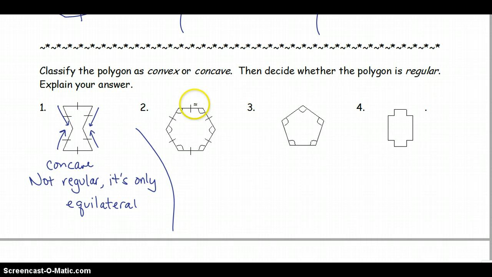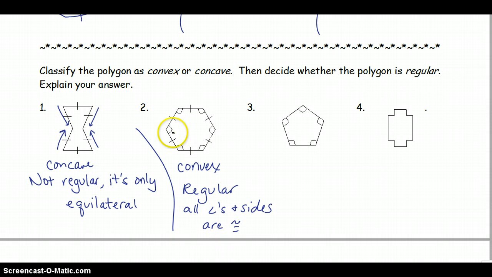The next guy, none of the sides are caving in, so this one's going to be convex. And if you notice, all of the angles have arches or marks to show that they're congruent, and all of the sides have tick marks. So this one is regular. Regular because all angles and sides are congruent. They're all equal to each other.